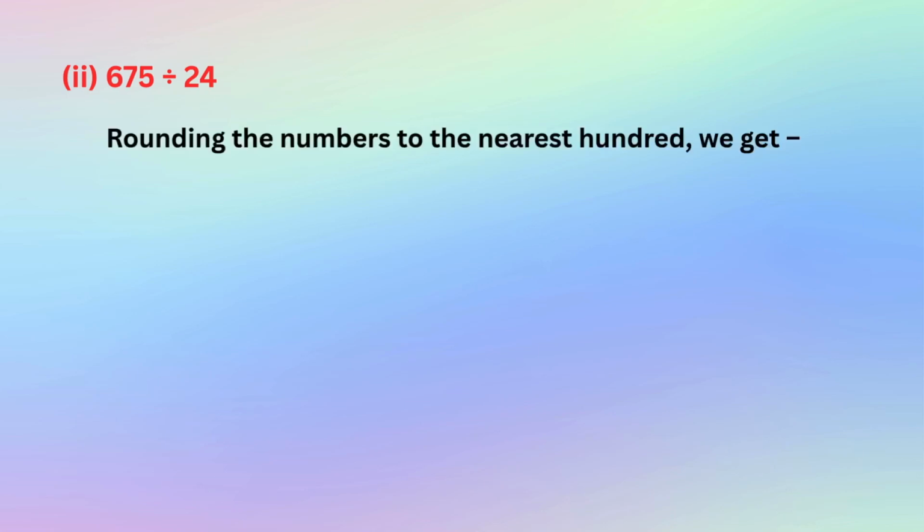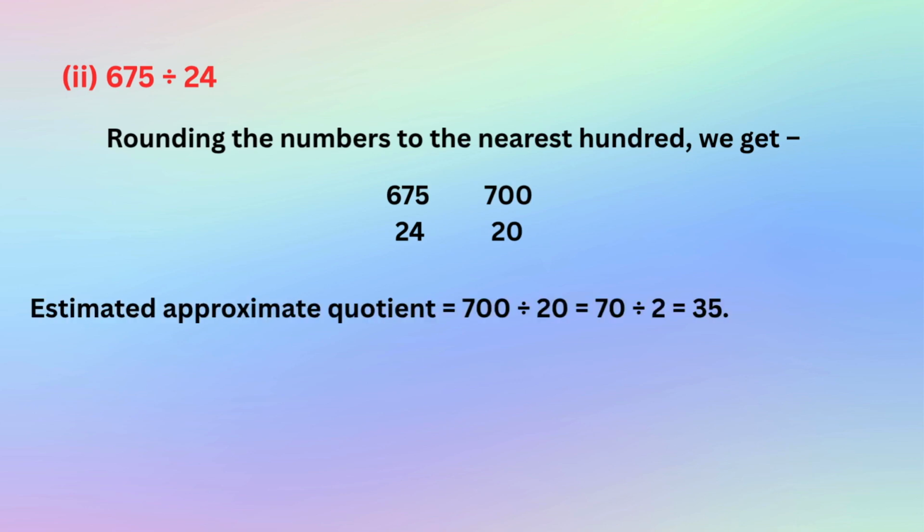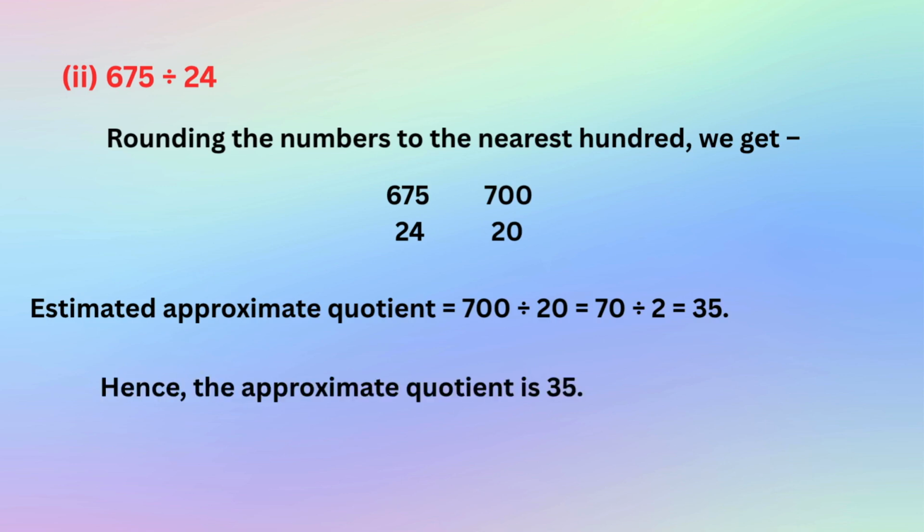675 divided by 24. Rounding the numbers to the nearest 100, we get 675 to 700, 24 to 20. Estimated approximate quotient equals 700 divided by 20 equals 70 divided by 2 equals 35. Hence, the approximate quotient is 35.